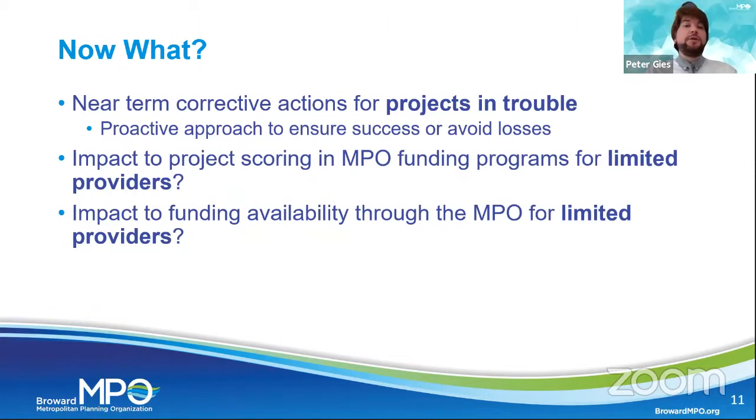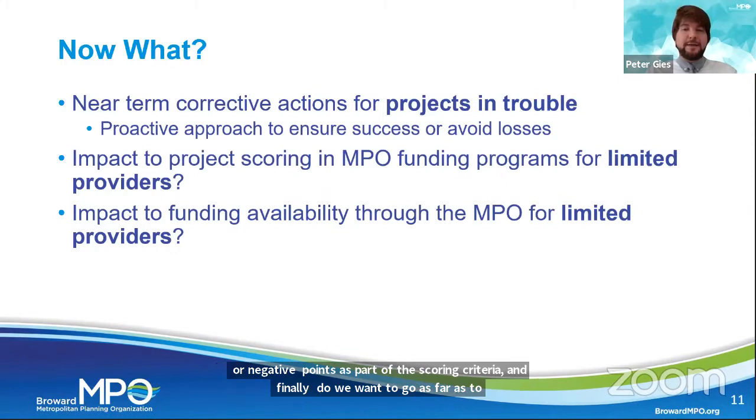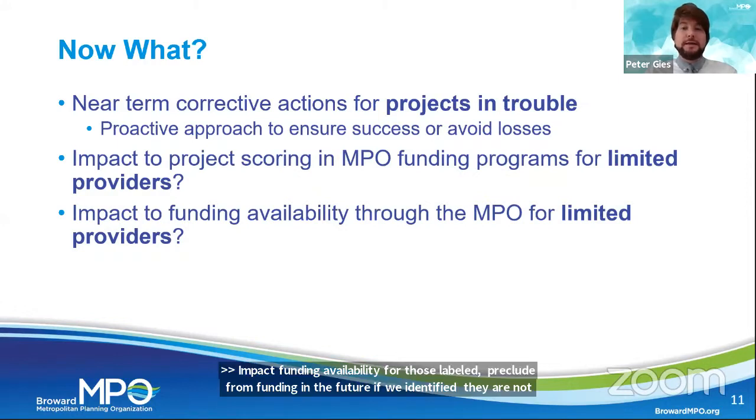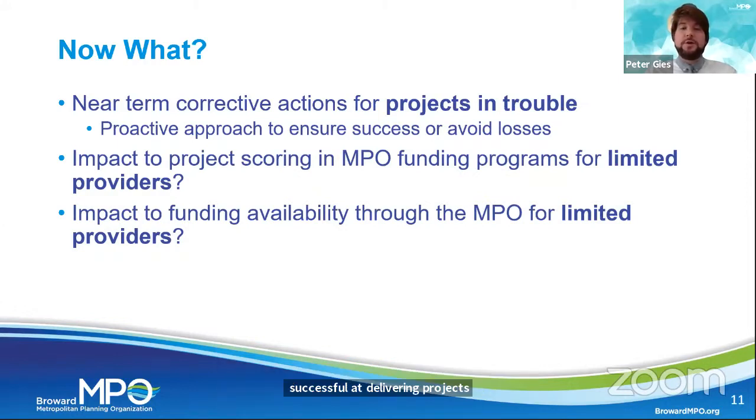And finally, do we want to go as far as to impact funding availability for those entities that are labeled as limited providers? Do we then preclude them from funding in the future if we've identified that they are not successful at delivering projects and they have shown to be roadblocks in making sure that we are delivering projects all the way through from planning to construction?